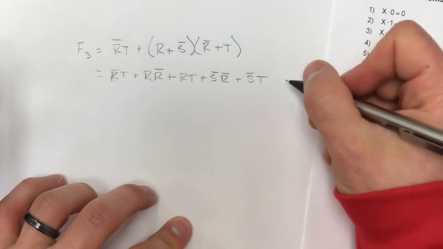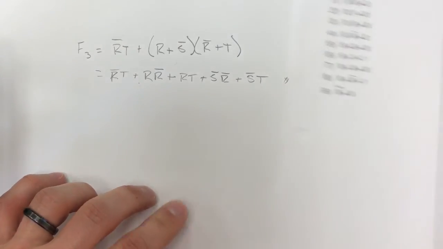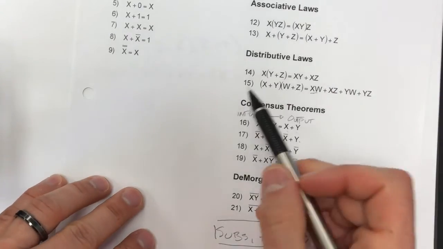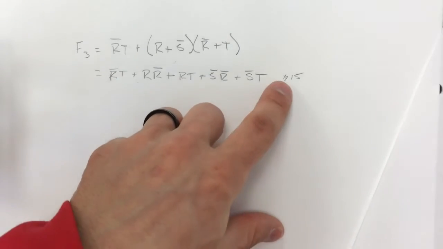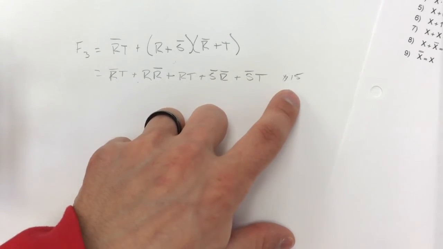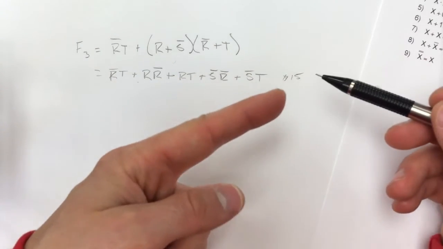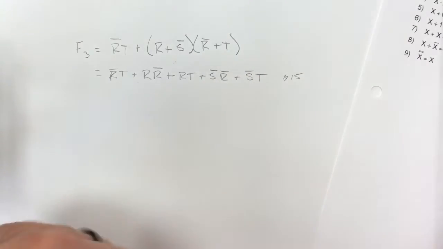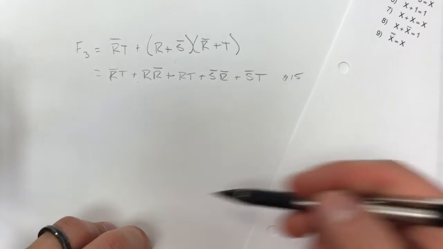That was theorem number 15 on our theorem sheet. It's good to keep track so I know that's the theorem you use. When you're actually doing the work, say I use theorem number 15, just so I know. And then what can we do next?